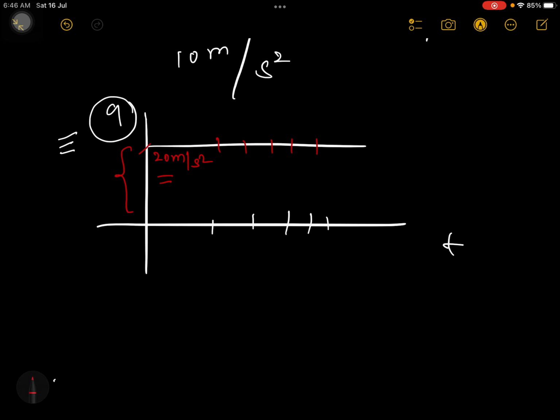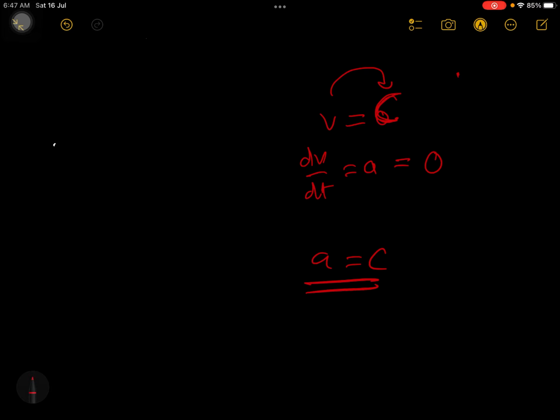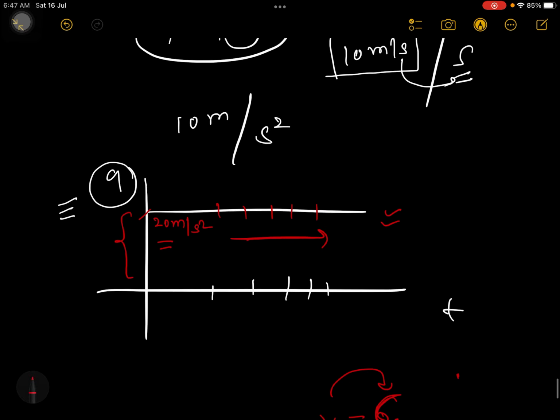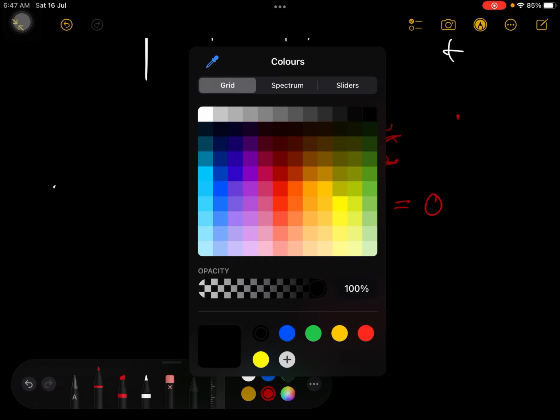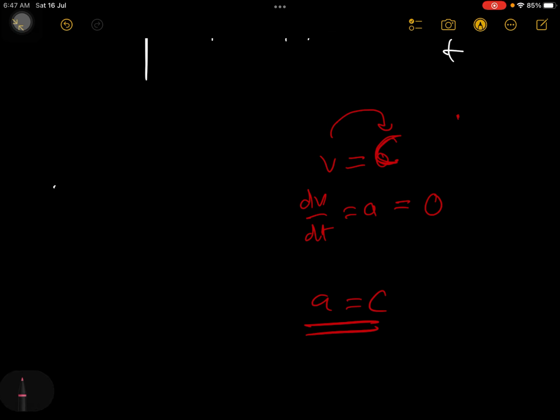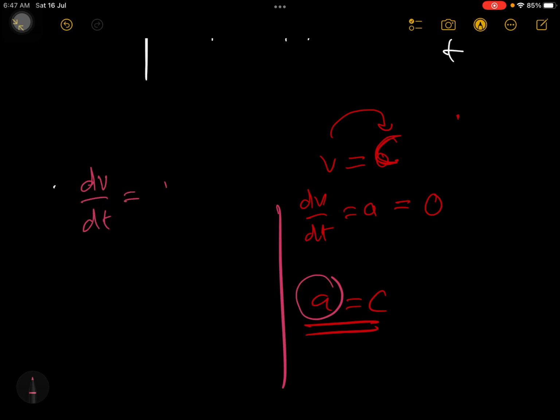What does it mean? Meaning is your vehicle is moving, no doubt, but it is moving with constant acceleration. Now see here, if your velocity is constant, then you differentiate the velocity, you get acceleration, and of course it will be zero because you are differentiating a constant. But if your acceleration is constant, get my logic, like in this graph, then I'll change the color. If your acceleration itself is constant, then this acceleration is nothing but dv by dt is equal to constant.